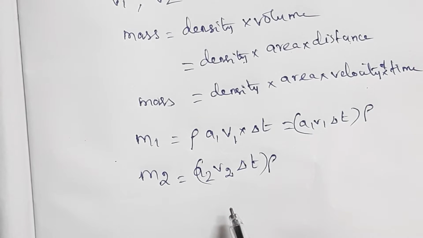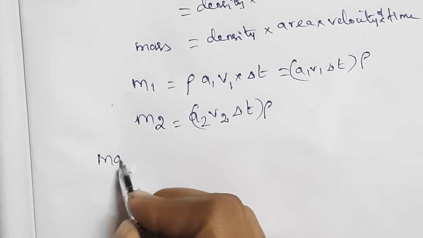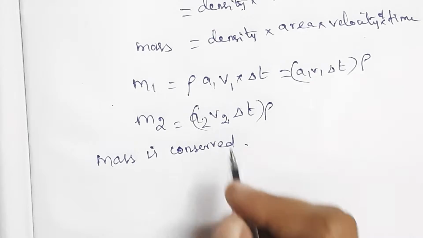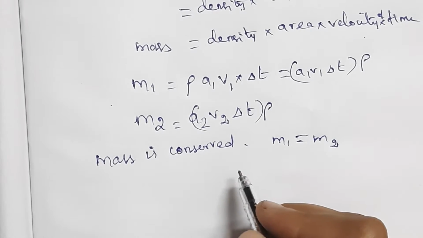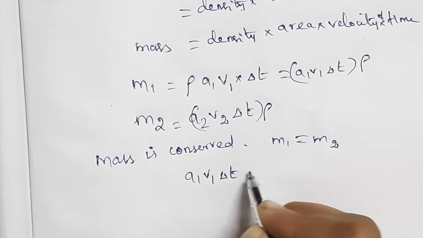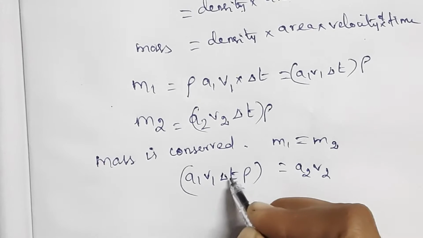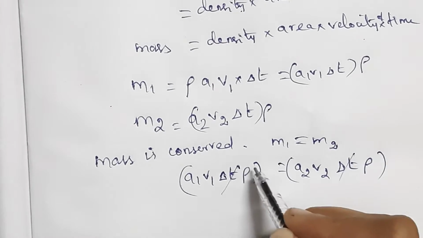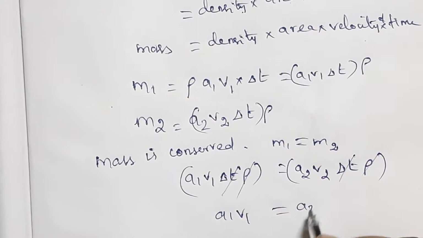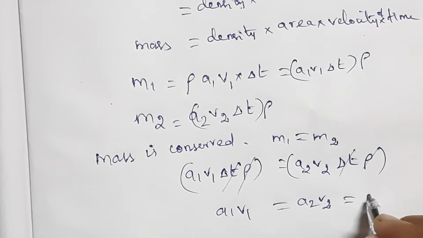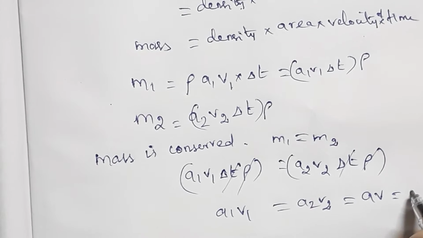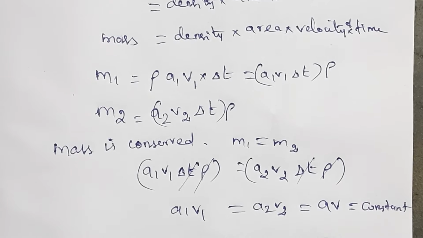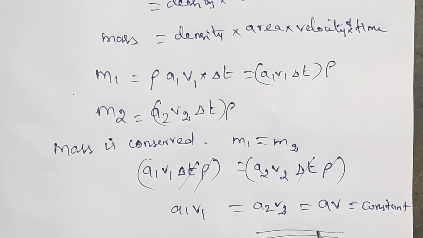In an incompressible liquid, mass is conserved. So we can have M1 equal to M2. So I can write A1 V1 delta T rho equal to A2 V2 delta T rho. Here delta T gets cancelled, rho gets cancelled. We are getting A1 V1 equal to A2 V2, which can be written as AV equal to constant. This is known as the equation of continuity.